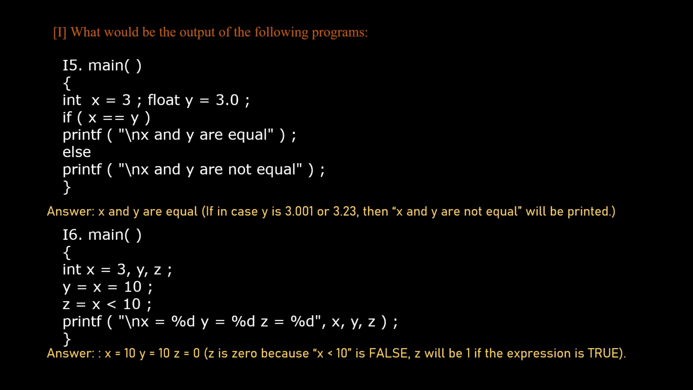So z is 0. In case x is 3, or any value less than 10, then the condition would have been true, so the return value would have been 1, and z would have been printed as 1. In this scenario, z is 0.